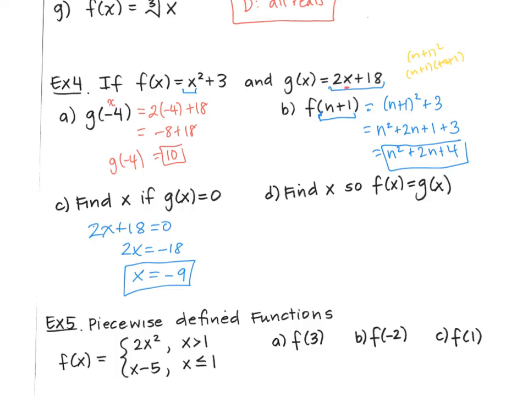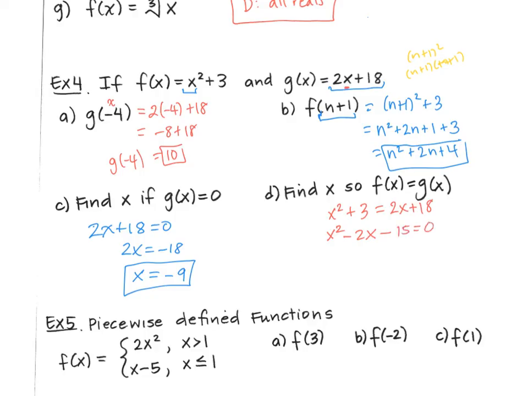The last one with function notation says find x so f of x equals g of x. So f of x is x squared plus 3. I want to set it equal to g of x. g of x is 2x plus 18. They want me to find the x values for which this works. Since I see there's a squared, I'm going to get 2 answers. I'm going to leave the squared alone, minus the 2x over to this side, and minus the 18 to the 3, so that's minus 15.